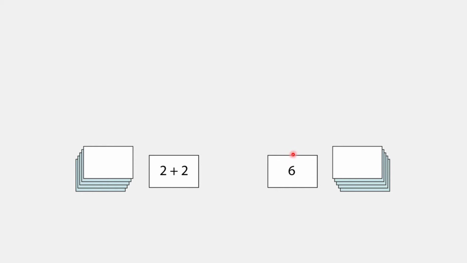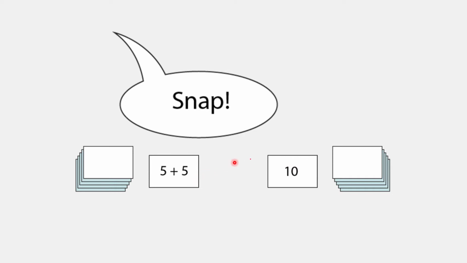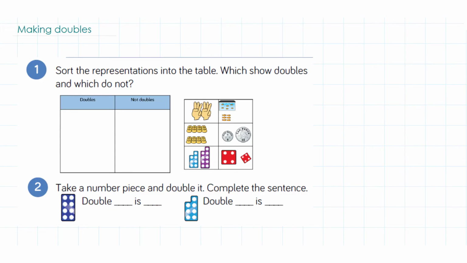Is double 2 equal to 6? No, it's not. So next go. Is 4 plus 4 equal to 2? No, it's not. Next go. Is double 5 10? Yes, it is. So the first person to say snap wins that pair of cards. That might be fun. Of course, you can decide what double you start with. Do you only go up to double 5? Or do you go up to double 10? Or maybe even double 12? Up to you.